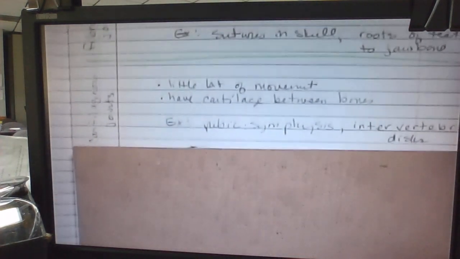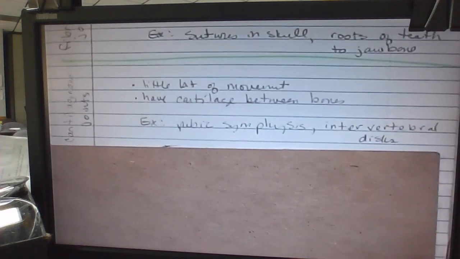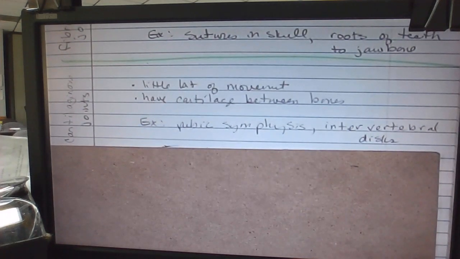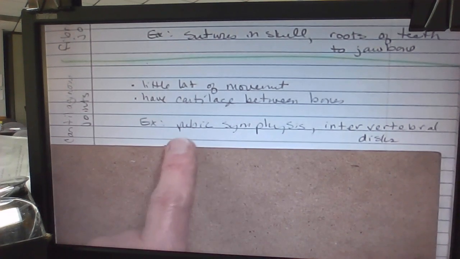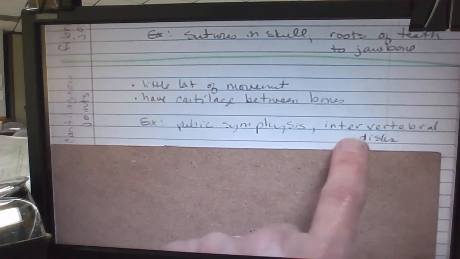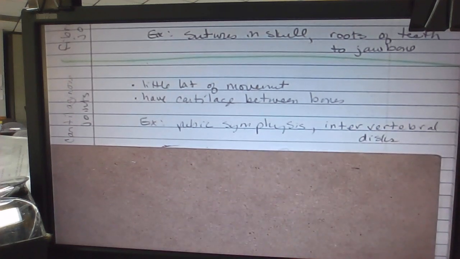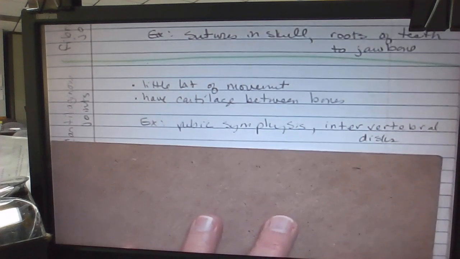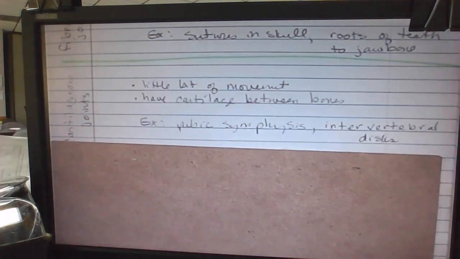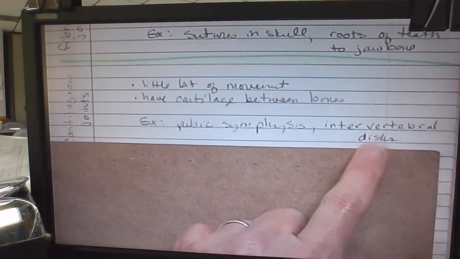Some joints are cartilaginous. There is a little bit of movement with these joints. And instead of fibrous tissue, now we have cartilage between the bones. Some examples of cartilaginous joints are the pubic symphysis and intervertebral discs. So in our vertebrae, those bones have cartilage between them, and that does allow for some movement. I mean, it's not super flexible, but you do have some movement in between them.